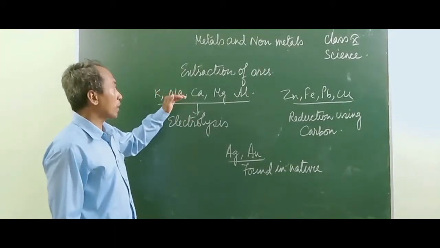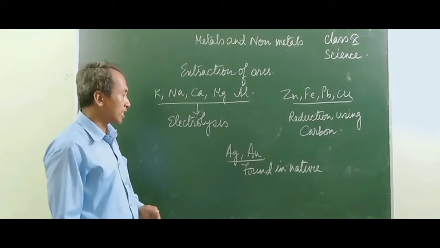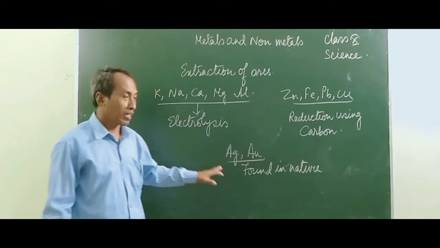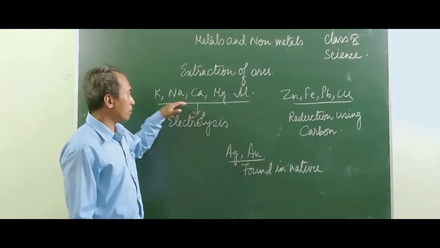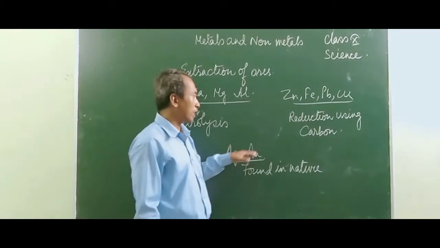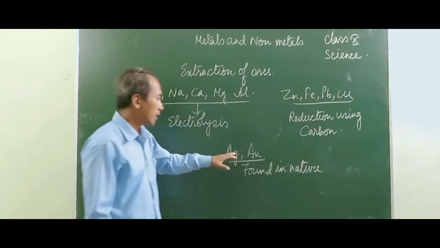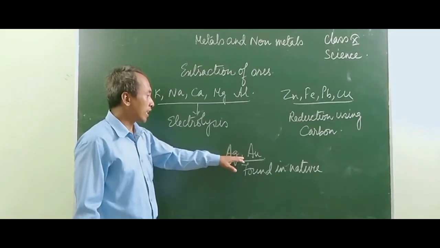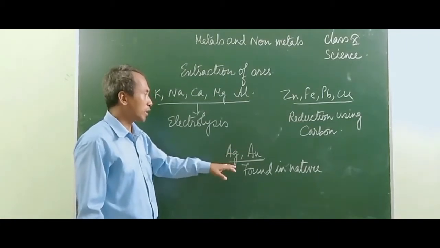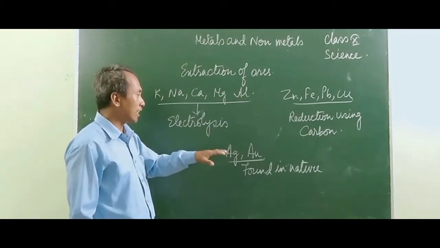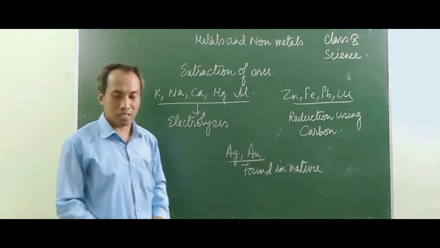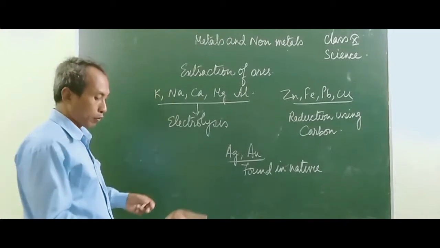Now we are going to discuss the steps of extraction of ores. Here, two metals are found in nature. They do not need to be extracted by electrolysis or by the carbon reduction process. They occur naturally in the earth's crust, therefore they are found in nature. They do not need any involvement of any of these methods. So now we are going to discuss the steps of extraction of ores.